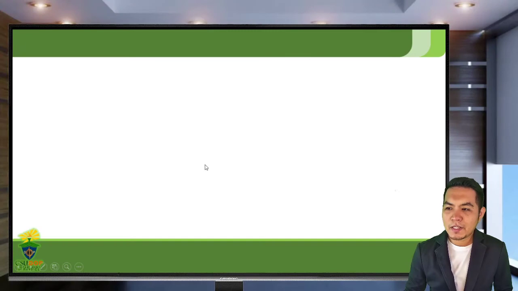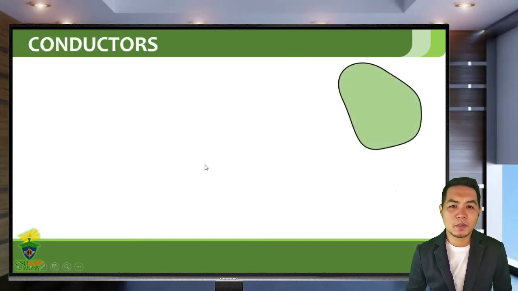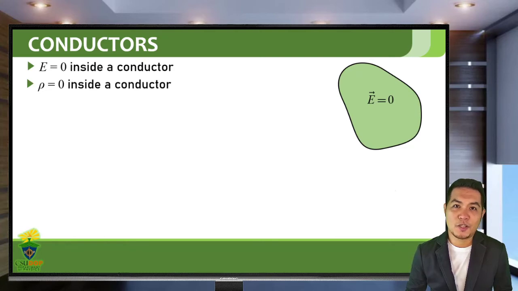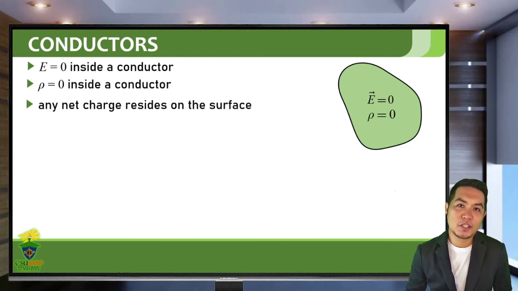One of the basic properties of a conductor is that the electric field is always zero inside a conductor. This equivalently means that there is no charge inside a conductor. There's no charge distribution or volume charge density inside a conductor. And any net charge on a conductor will reside on the surface of the conductor.